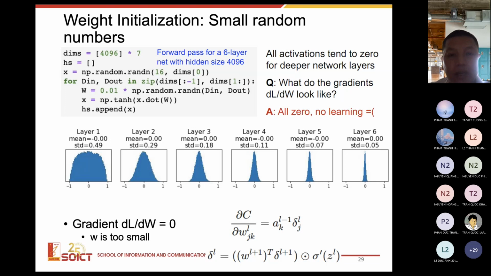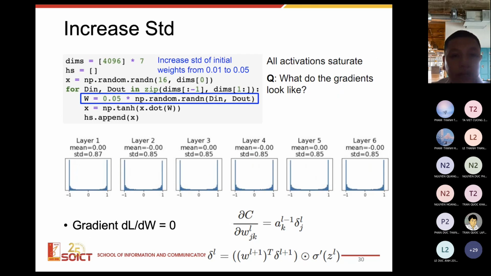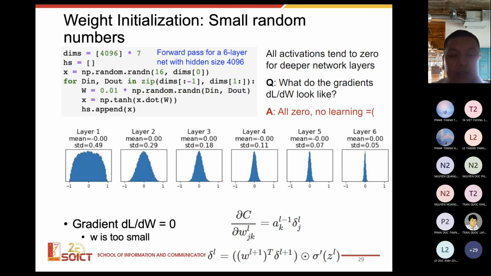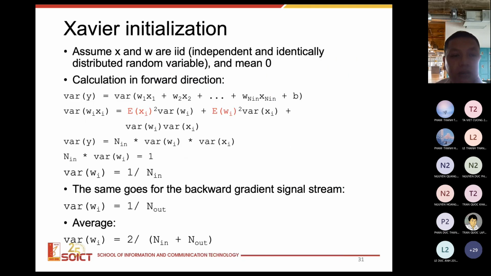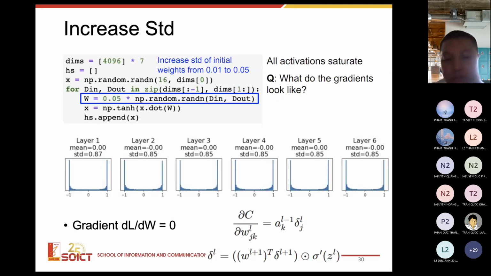So this is a situation where, in the previous case, we started with a small standard deviation, and that small number plus the small gradient makes the gradient 0 for big L. Now we try to initialize the standard deviation to a bigger value. Okay, and you get the same situation.